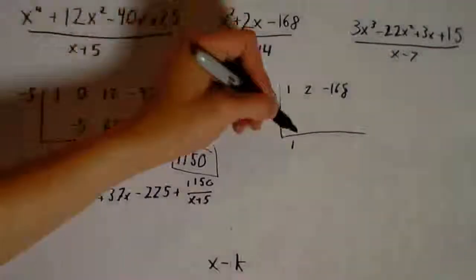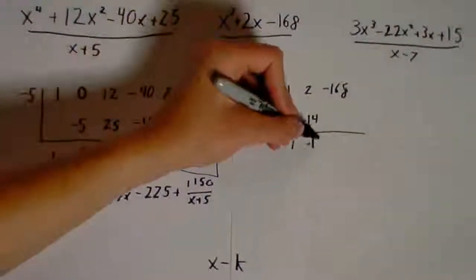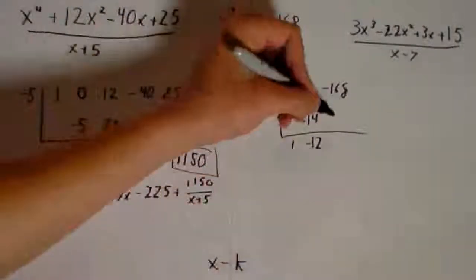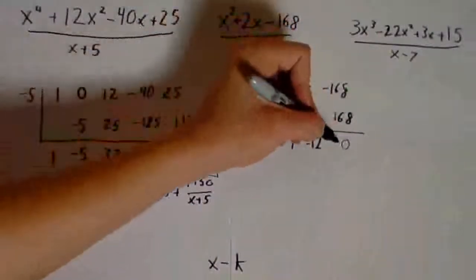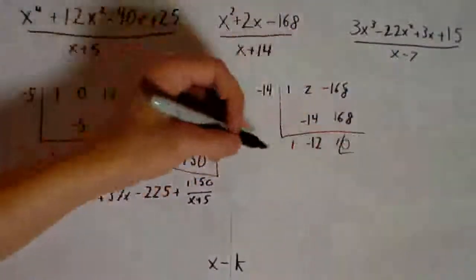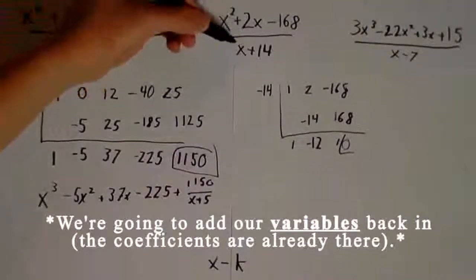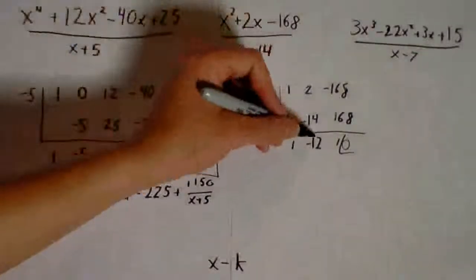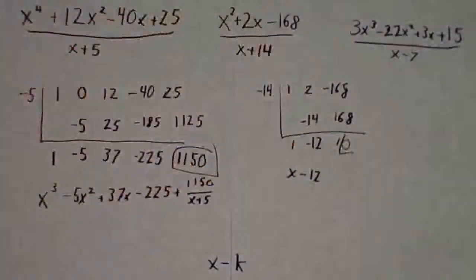Alright, bring down the 1, multiply it by negative 14. Add these two terms together, we get negative 12. Multiply negative 14 by negative 12, and we get 168. Add these terms together, and they cancel, giving us a remainder of 0. That's always nice when that happens. And we're going to add our coefficients back in. We divided a 2nd degree trinomial by a 1st degree binomial. That's going to give us a 1st degree factor. So 1x minus 12, or simply x minus 12, and our remainder is 0, so we don't have to do anything more there. Alright, let's go to this third situation here.